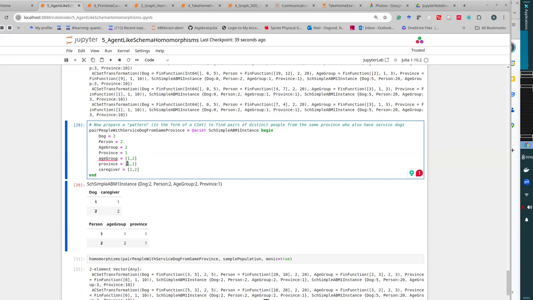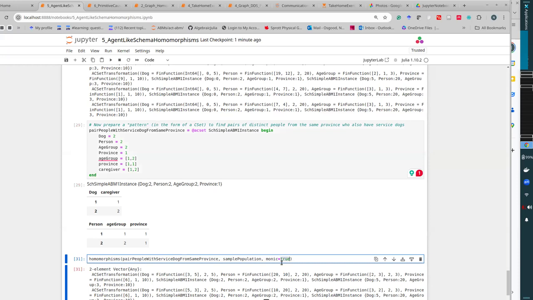So the age group is 1, 2. Age group in general can be different. The province is 1, 1 because each person is in the same province as the other. There's only one province between them. And the caregiver here, what's the caregiver for? It's for the dogs. The dogs in general can be mapped to a different person. And so monic equals true, we really want the person to be mapped to the same capital P. This means, by the way, it's the symbol person. That's what the colon means, symbol. It means interpret this as a symbol and it's going to be able to find it there.